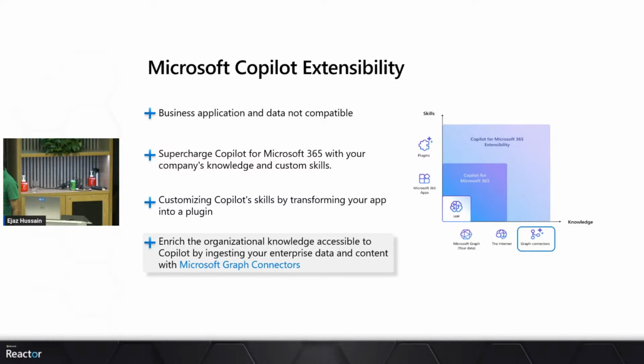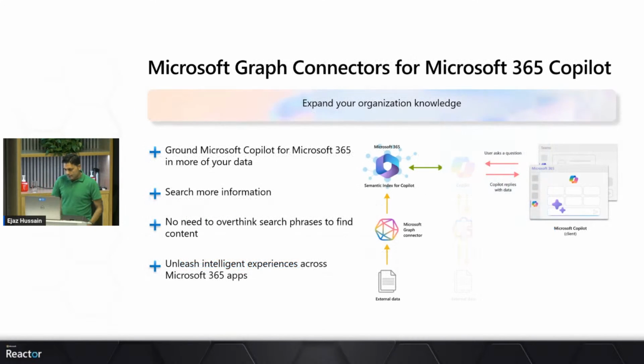Plugins, we already covered skills and plugins. Customize Copilot, transfer your app into a plugin. Then there's enriching the organization's knowledge, making it accessible to Copilot by ingesting your enterprise data. That's where Microsoft Graph Connectors come into play, and that's what I'm looking into. With extensibility, there are two different ways: one is a plugin, one is a connector. I'm doing this the Microsoft Graph Connector way.